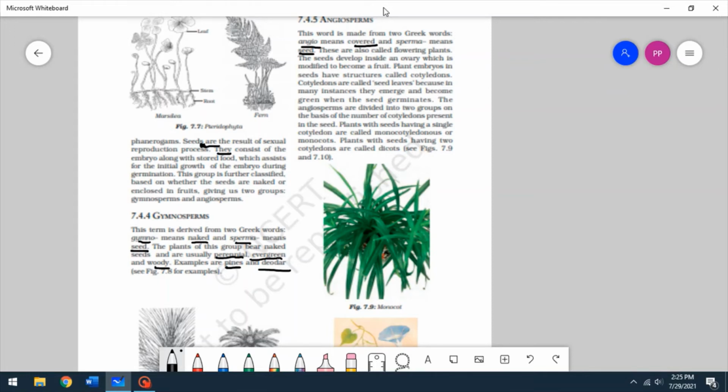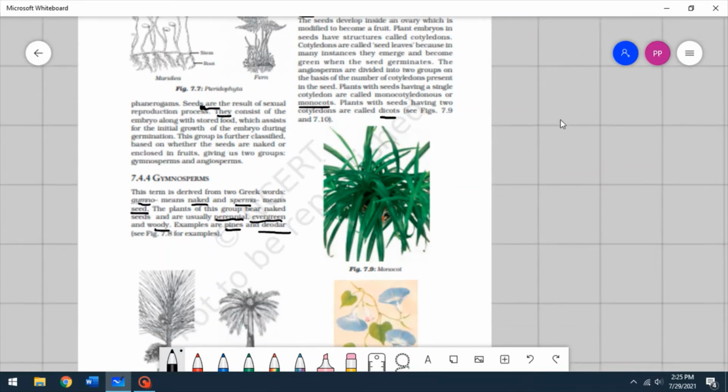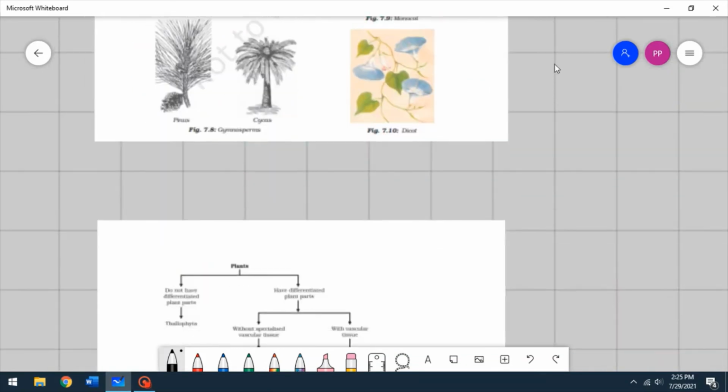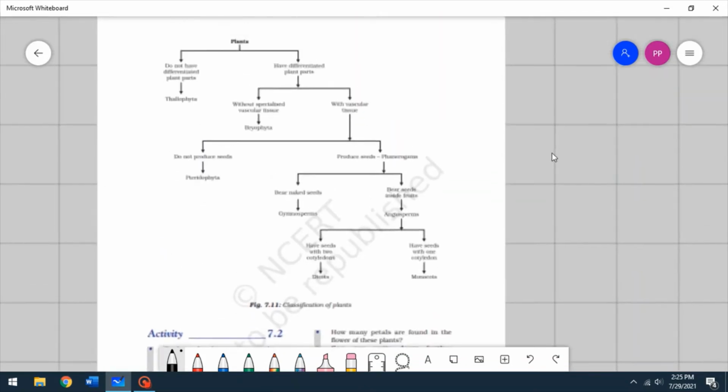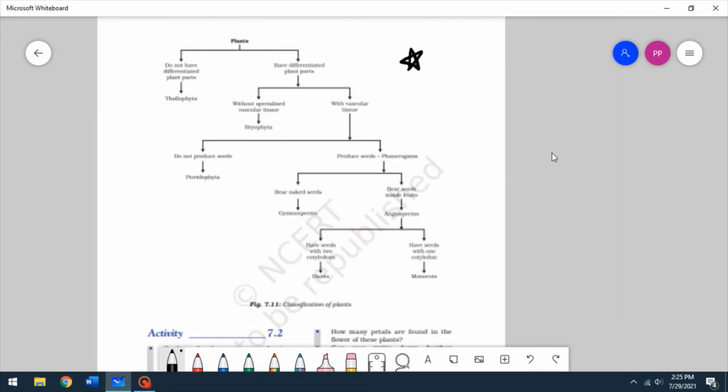Angiosperms are divided into two groups, and again, that is based on the number of cotyledons. If there's only one cotyledon, it is called a monocot, and if it has two cotyledons, they're called dicots. So we have examples for monocots and dicots. So this is the classification for plants.